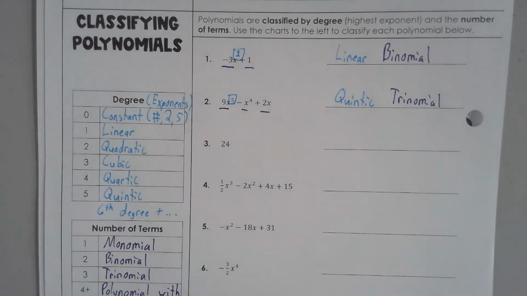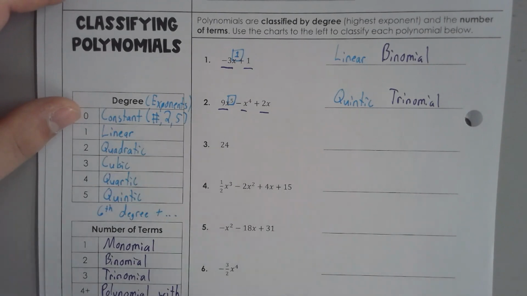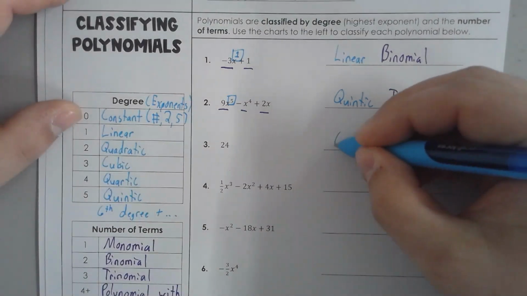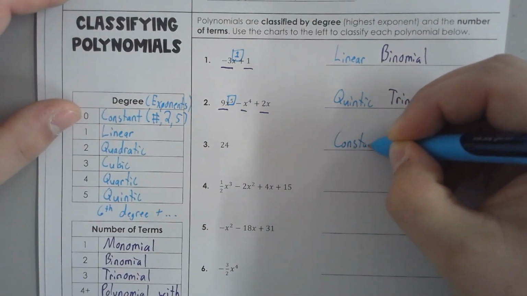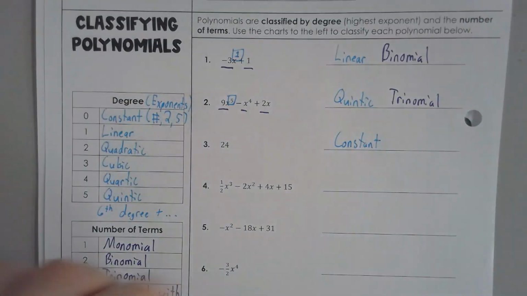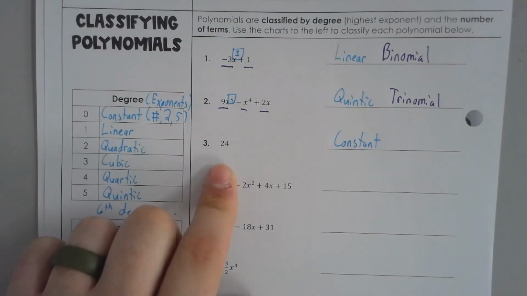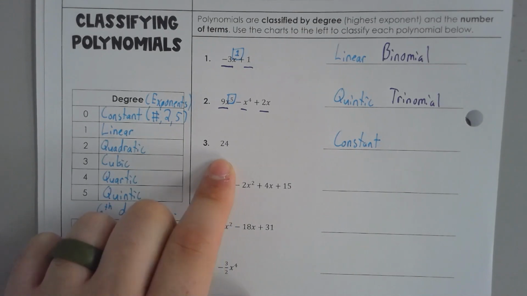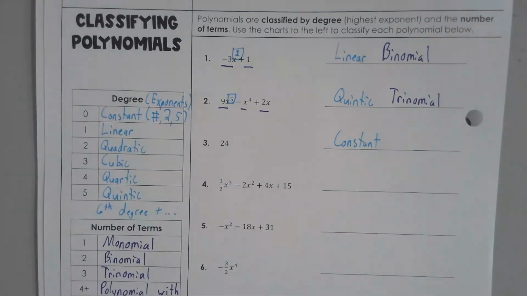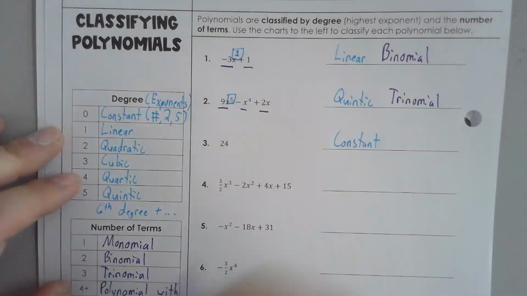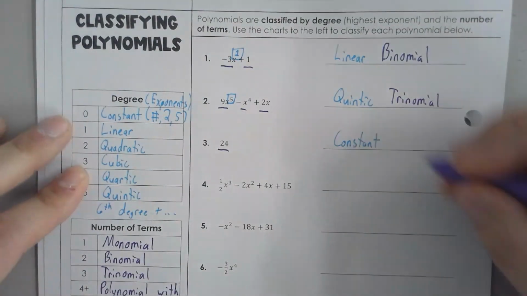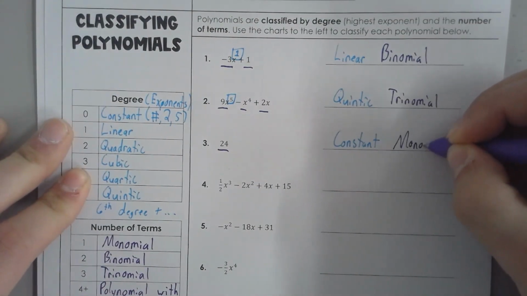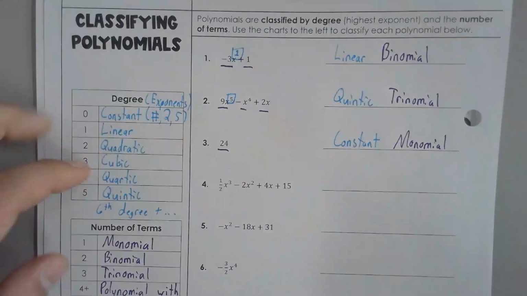Alright, what about number 3? It's kind of tricky. So it's a constant. It would be linear if it was like 24x. If it doesn't have an x or a y or some sort of variable, then it's just a constant. So it's a constant and it's just one term. So constant monomial.